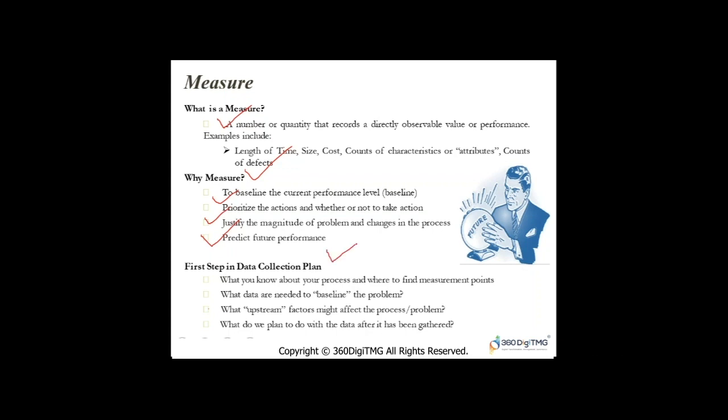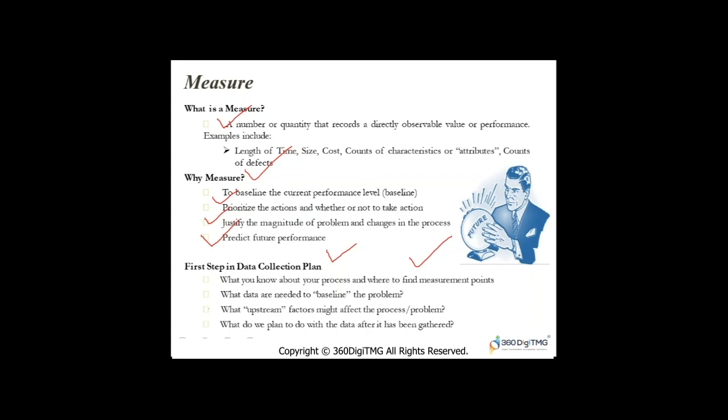What are the first few steps in a data collection plan? What do you need to do? What do you know about your process and where to find measure points? You need to first find this out. Do you even know your process thoroughly? Where do you find the measurement points? Where do you get these measurements from?